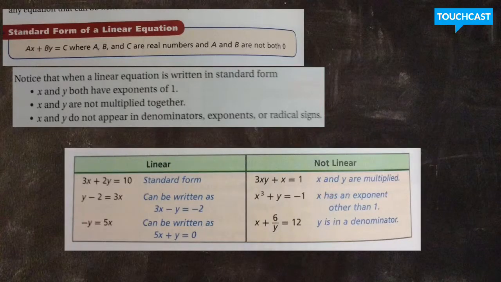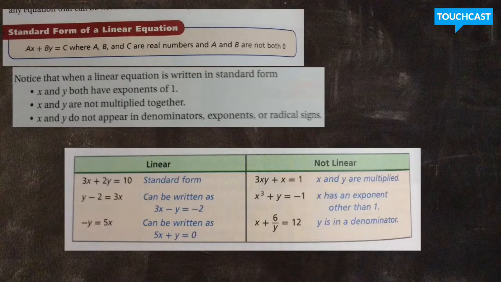We also have y minus 2 is equal to 3x, which we can rewrite as 3x minus y is equal to negative 2 by subtracting a y on both sides. We've also got negative y is equal to 5x. By adding y to both sides, we can write it as 5x plus y is equal to 0.